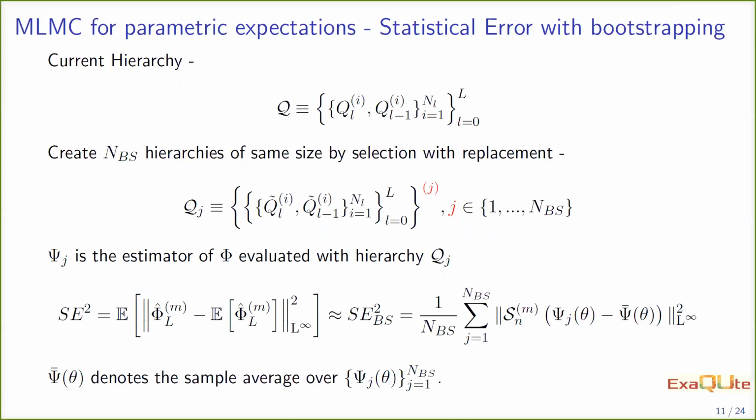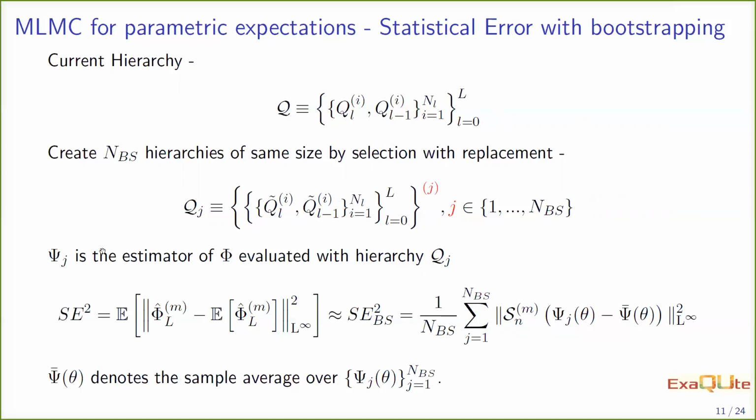Now onto the statistical error. To get the statistical error, we use bootstrapping, and the way that we do this is that let's say you have this calligraphic Q which denotes the current hierarchy with the correlated pairs at each level. The idea is to create NBS hierarchies of the same size, where at each level you pick the same number of samples as the original hierarchy by replacement.